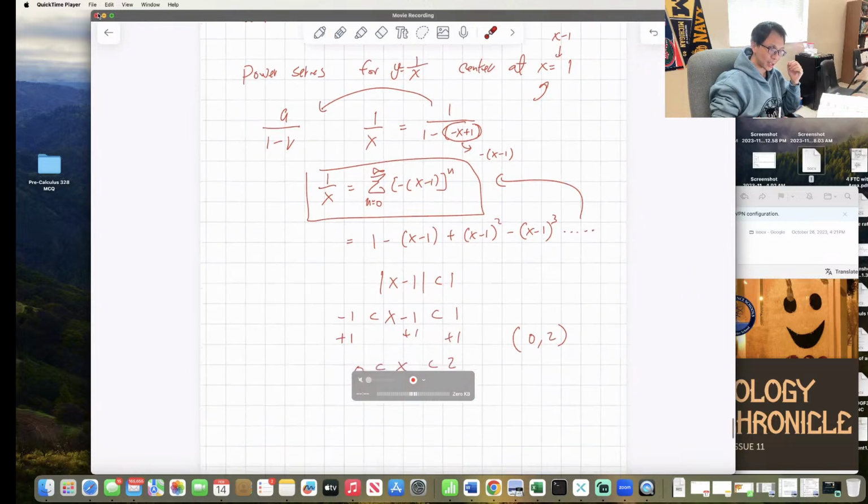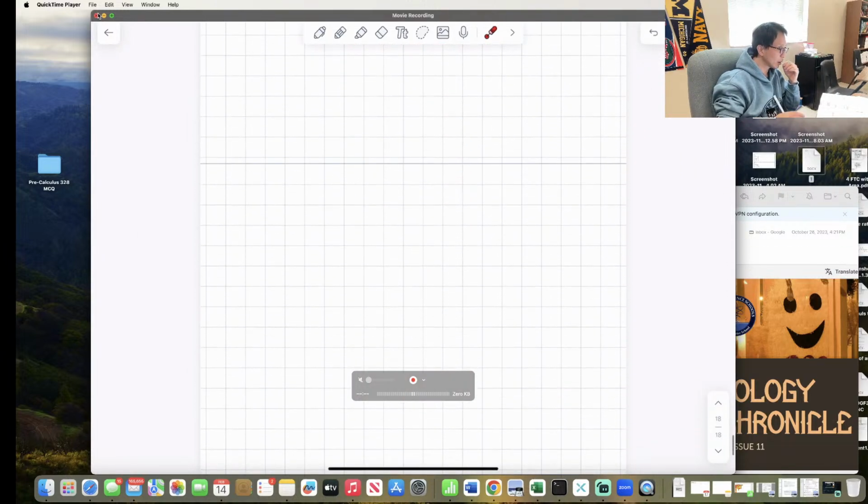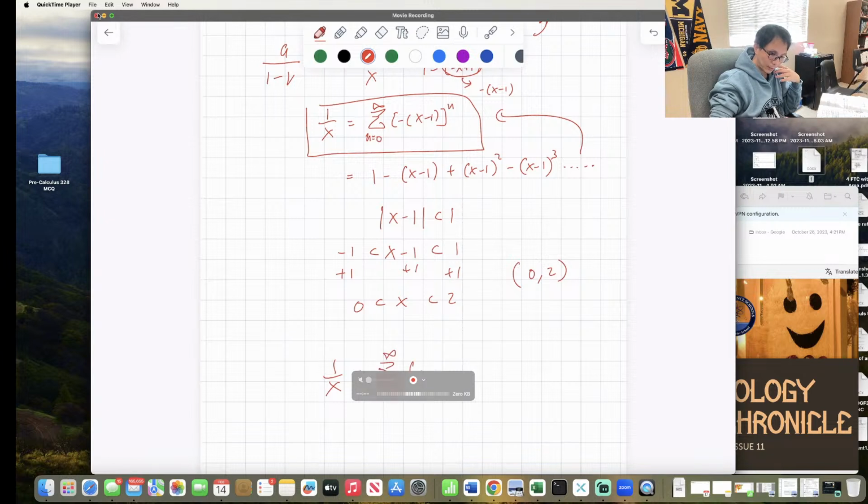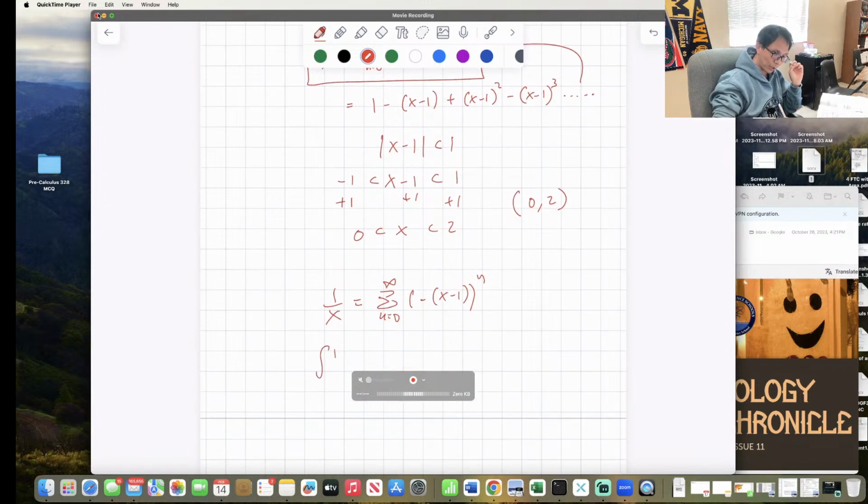So like I say, I'm going to extend this question. We already know this is the format here, and I'm going to take this and drag it down. So 1 over x is equal to the summation from n equal to 0 to infinity of negative of x minus 1 to the n power. So I can integrate this. If I integrate 1 over x, what am I going to get? ln of x.